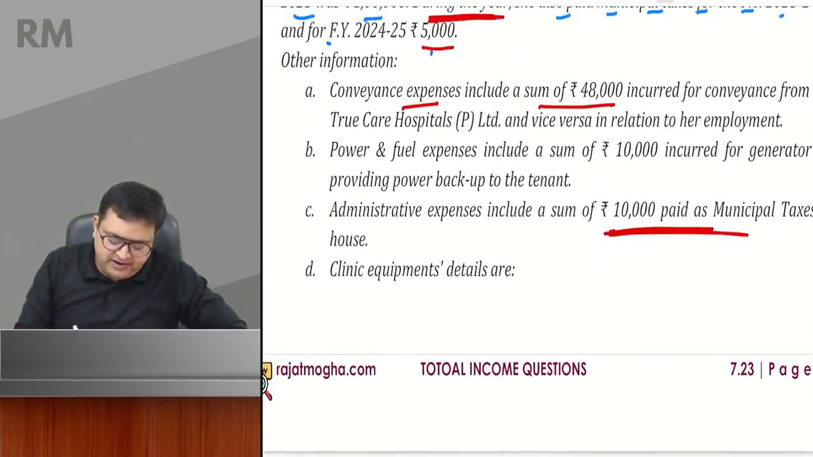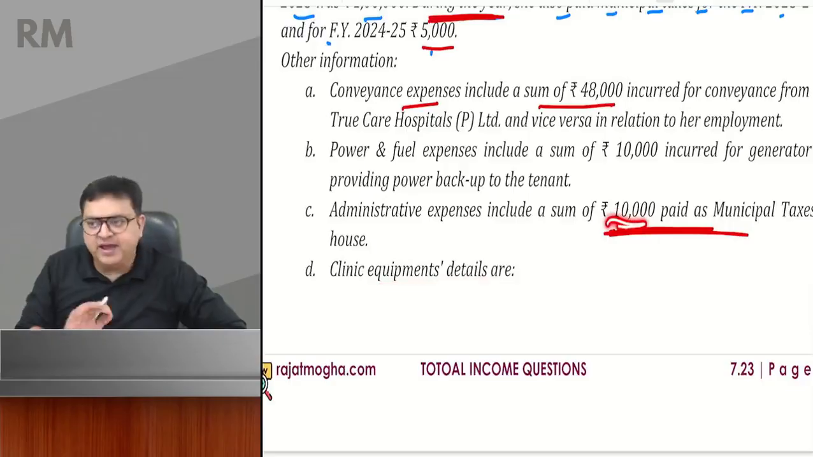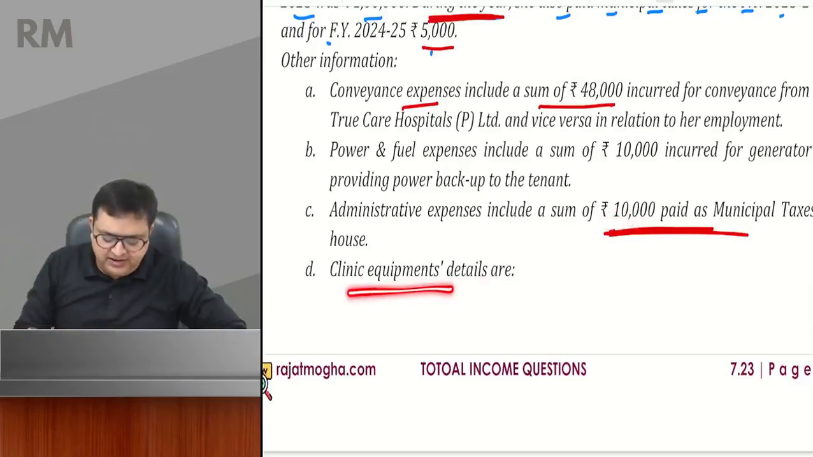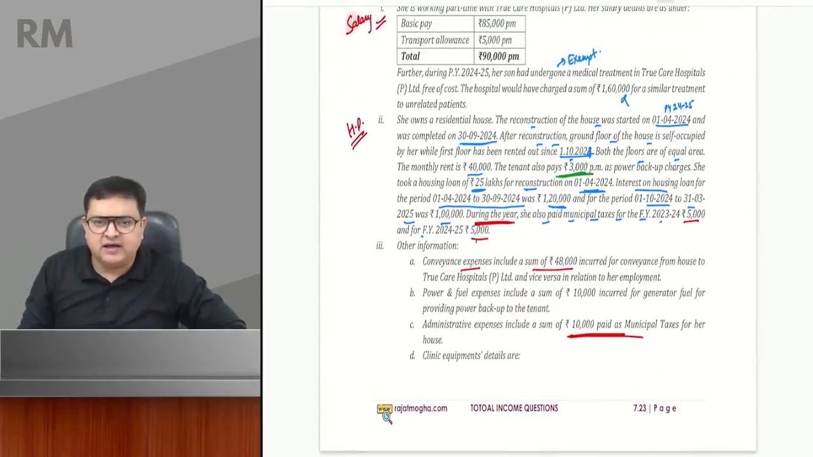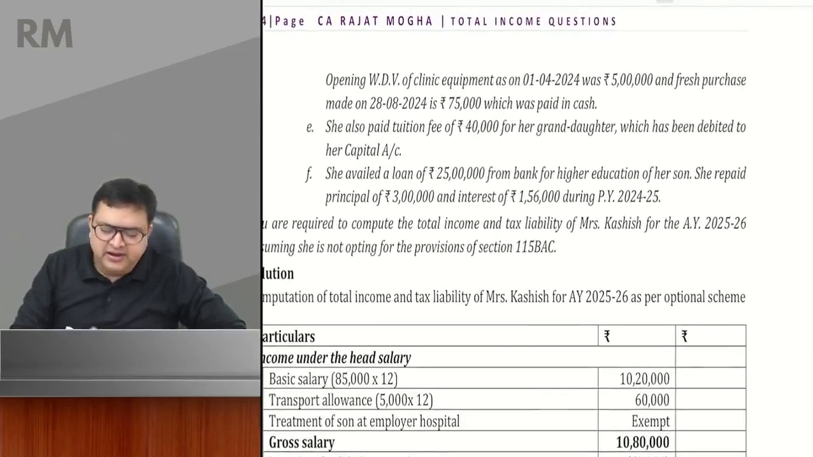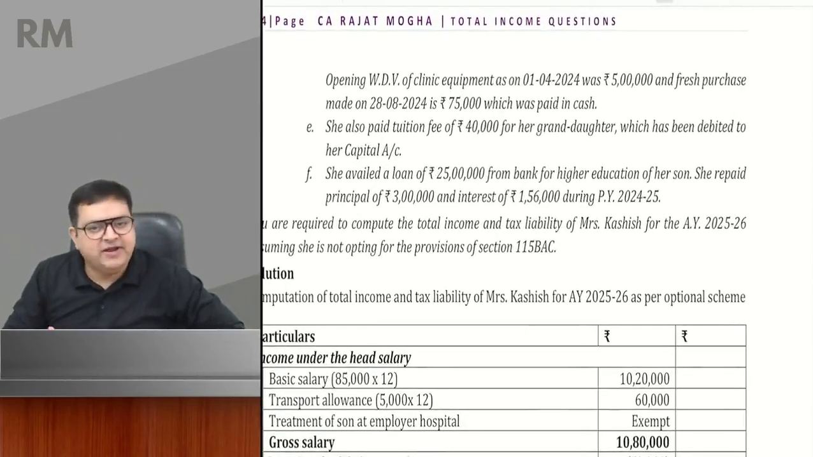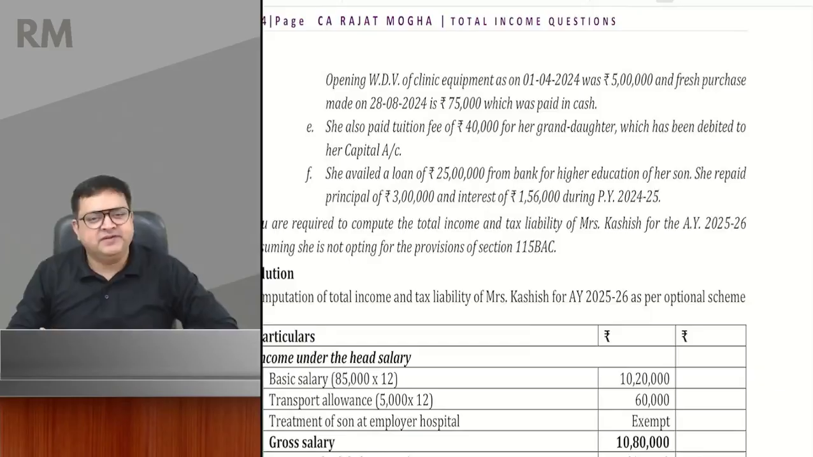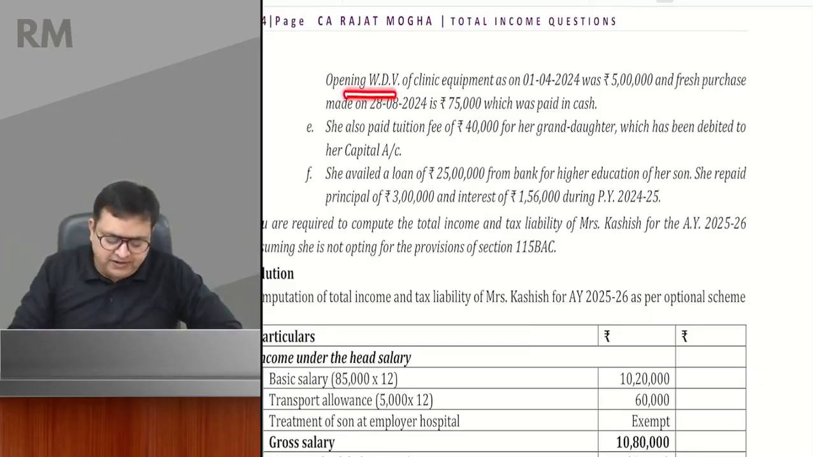Clinic equipment details. So obviously 10,000 will be added back. They are asking about depreciation, I believe. Clinic equipments, depreciation is 15%, right? These are plant and machinery, 15% depreciation rate. Opening WDV of the clinic equipment was 5 lakh. Fresh purchase was made on 28/8/2024 for 75,000, which was paid in cash.